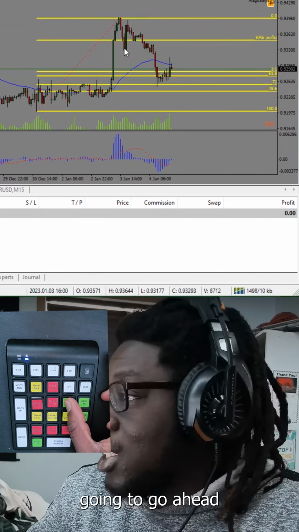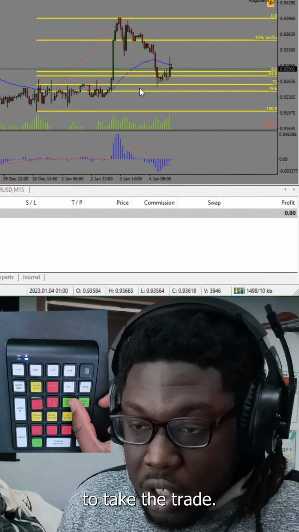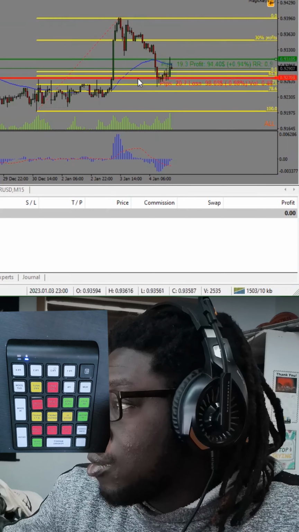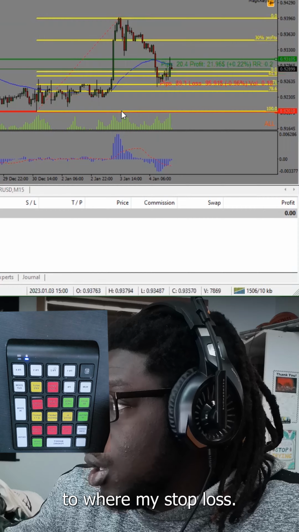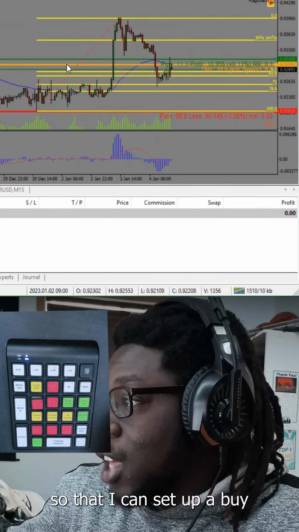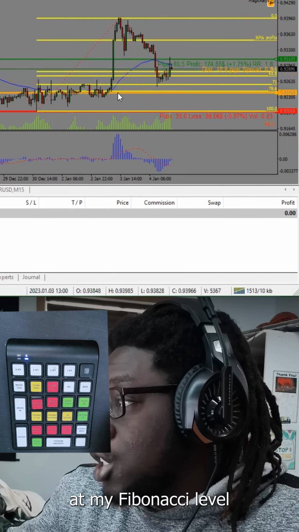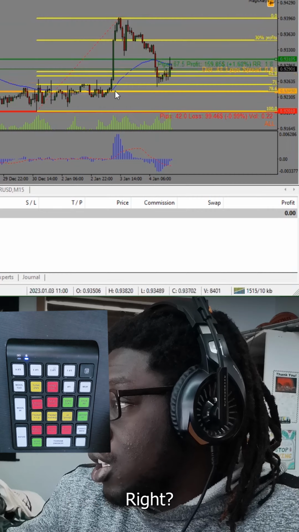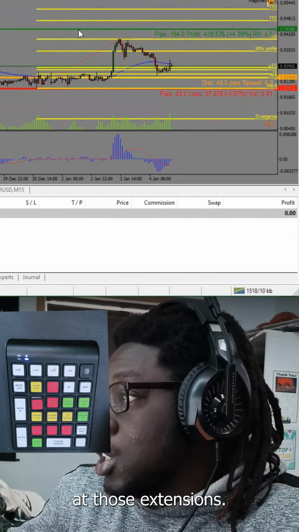And then I'm going to set the Magic Keys the exact way how I want to take the trade. So I'm going to press open calculator. It's going to come down over here all the way down to where I would have my stop loss. I'm going to press market pending so that I can set up a buy limit, and it's going to be at my Fibonacci level that I like to trade at, right? So I got that, and then my take profit is going to be at those extensions.